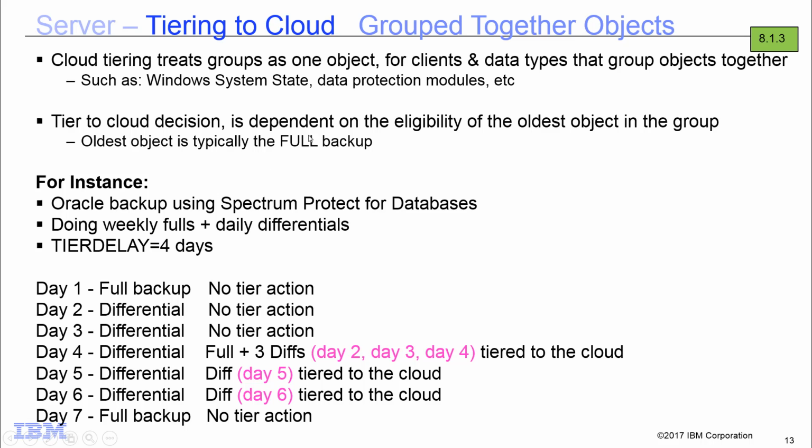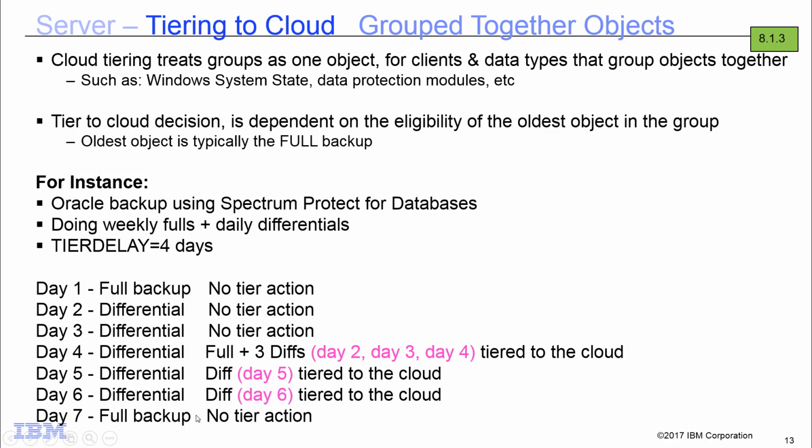For instance, if you had an Oracle backup with Spectrum Protect for databases doing weekly fulls plus daily differentials, and you had a tier delay set to 4 days, then on day 1 your full backup would not be tiered. On day 2, your differential would also not be tiered. Day 3, your differential wouldn't be tiered. Day 4, we would now tier your full plus all of the objects associated with it, which would be those 3 differentials, days 2, 3, and 4, out to the cloud. On day 5 and day 6, we would immediately tier those differentials out to the cloud. Now on day 7, when that full backup occurred again, we would start the countdown again to 4 days.